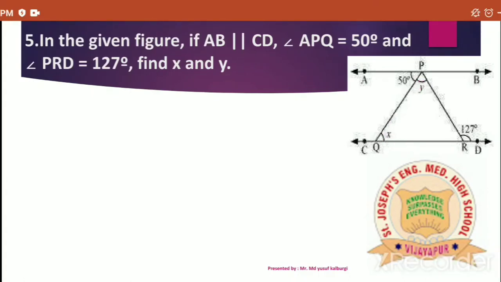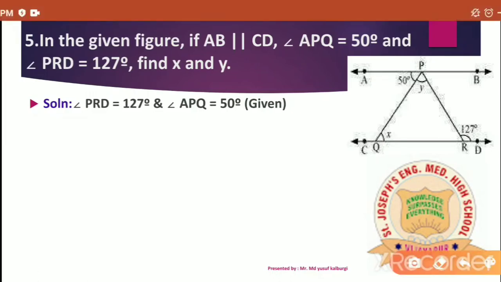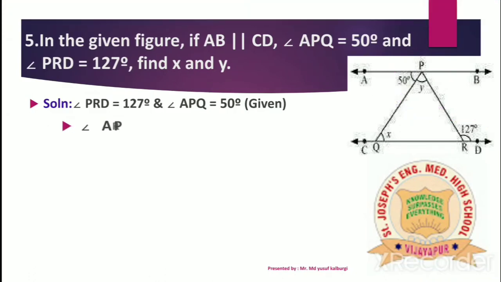So how do we find this angle X and angle Y? Let us write the given things. Angle PRD is equal to 127 degrees and APQ is equal to 50 degrees. Now just observe, if you take this PR as transversal, can we write angle APR is equal to PRD? So can we write this complete angle is equal to this angle? Why? Because of alternate angles. Whenever a transversal cuts parallels, alternate angles are equal. So we are going to write: angle APR is equal to PRD, alternate interior angles.